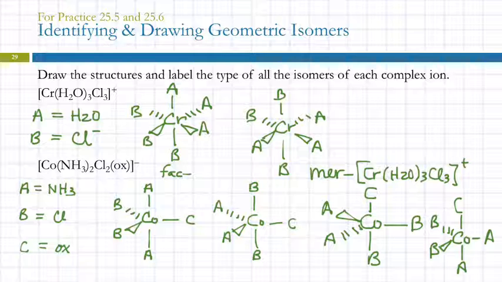Yeah, they are. Because here, B and C are in the axial positions, and here, A and C are in the axial positions. If this was an octahedral complex, they would be the same because you could just rotate it and it'd be the same. But these are distinct. So there's four different ones.